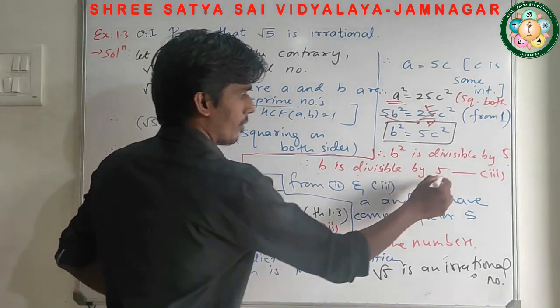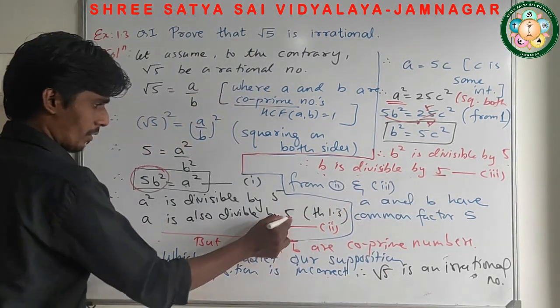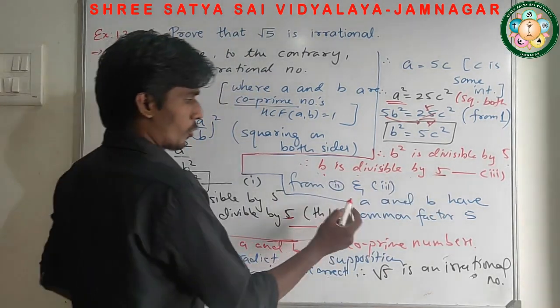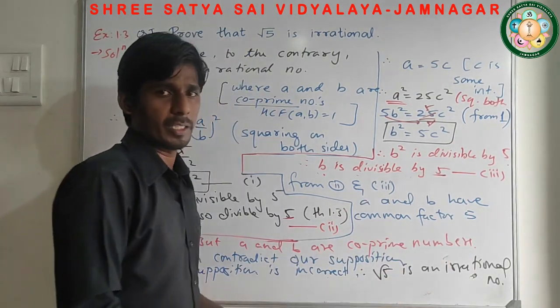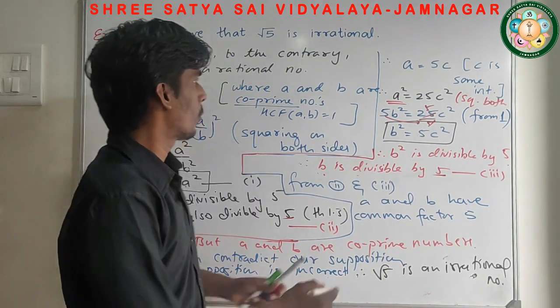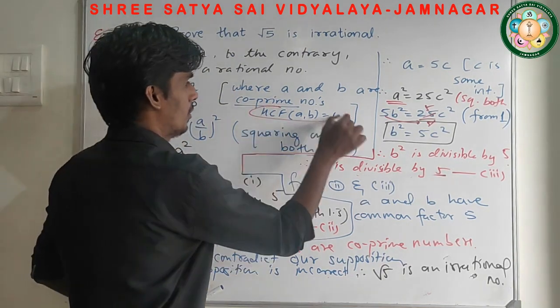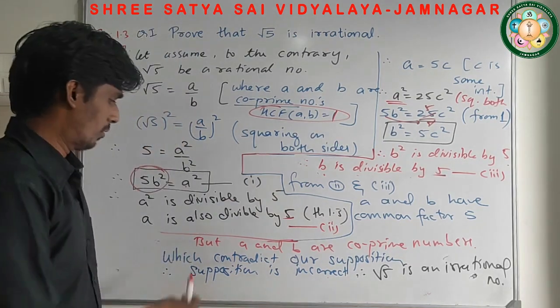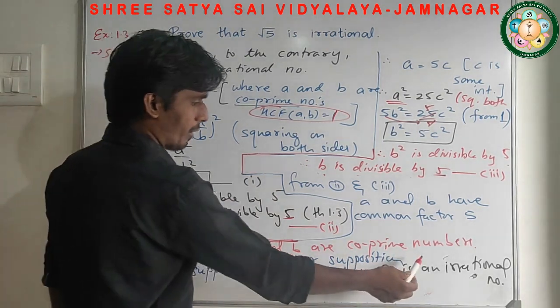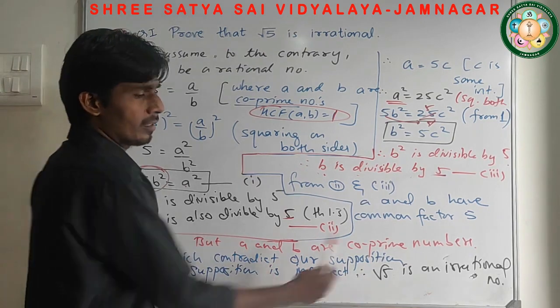So 5 is a factor of b, 5 is a factor of a. So we can write a and b have common factor what? 5. a और b के बीच में दोनों में common factor 5 है, which is not possible because उन दोनों में कोई common factor ही नहीं है except 1. So but a and b are co-prime numbers which contradict our supposition.